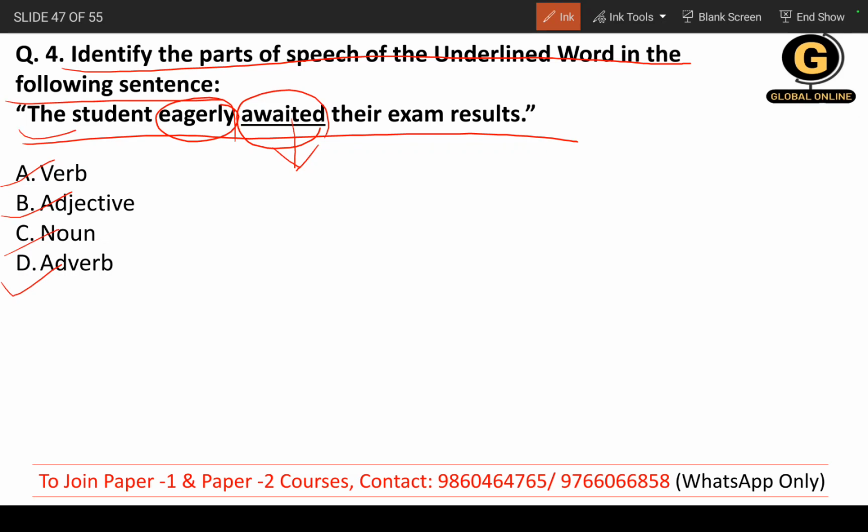Okay. What is the student doing? The student is waiting for the exam results, right? So it's a verb. If the question had asked what eagerly stands for, we would have said that it's an adverb, because it adds details to a verb, right? Awaiting. They were waiting, but how were they waiting? They were waiting eagerly, right?